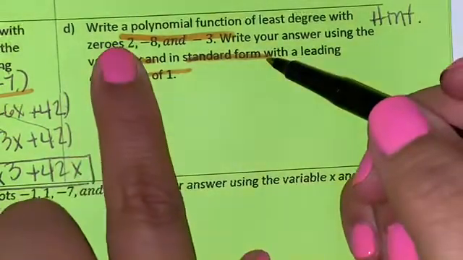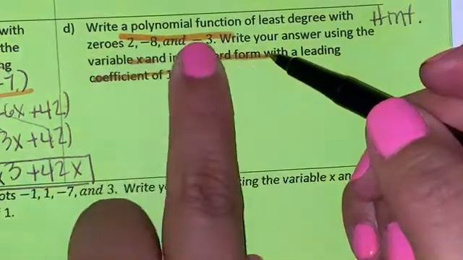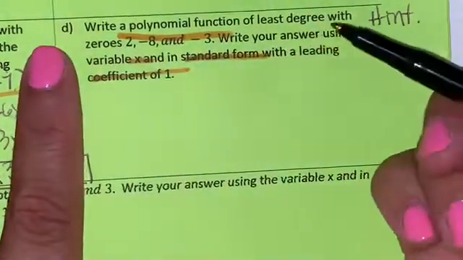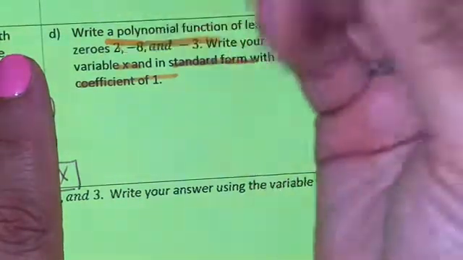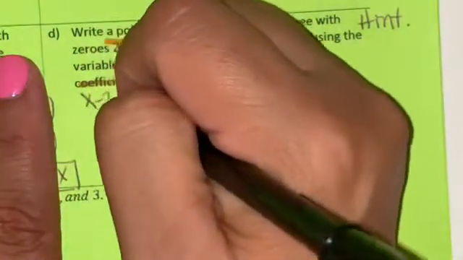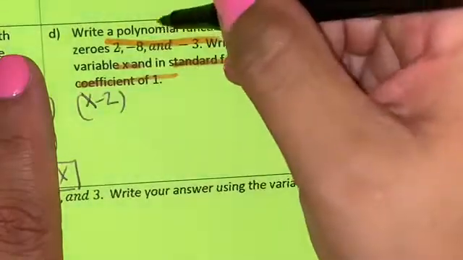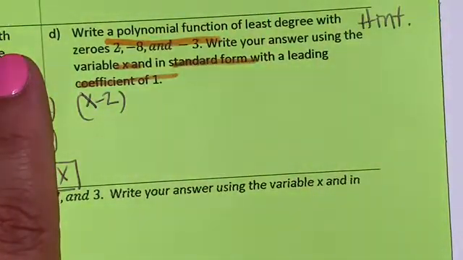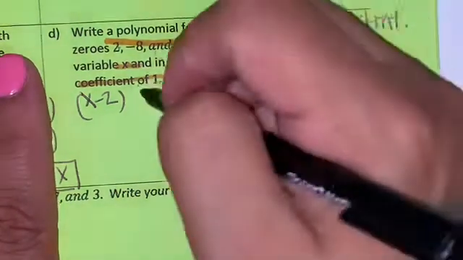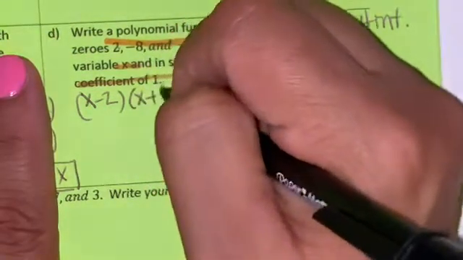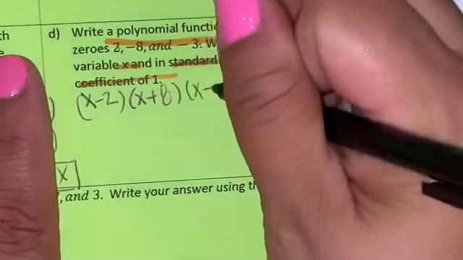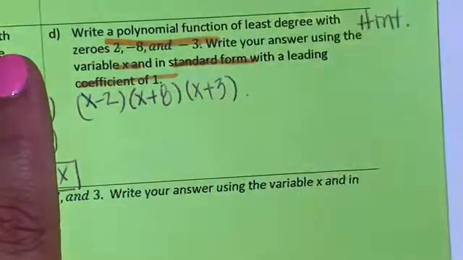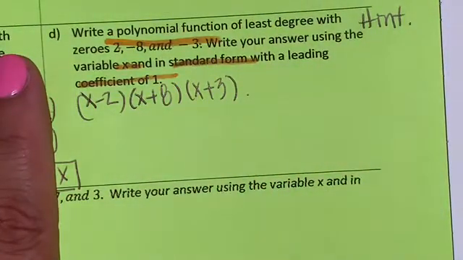So remember, we're going to do the linear equations based on opposite. So this is a positive 2, so it's going to be x minus 2. This is a negative 8, so it's going to be x plus 8. And this is a negative 3, so it's x plus 3. And from there, we're just going to multiply.